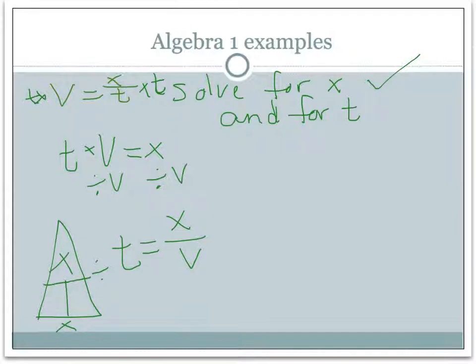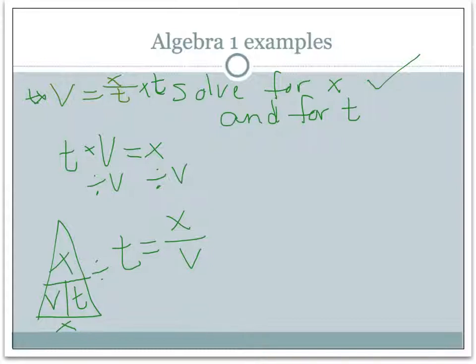Because v is on the left of the equal sign, it goes on the left side of the bottom, and that leaves t to go in the bottom spot. So now we would just cover up whatever variable we're looking for, and then that'll tell us what to do. If we're solving for t, we cover that up, and we get x divided by v. If we're looking for x, we cover that up, and we would do v multiplied by t.